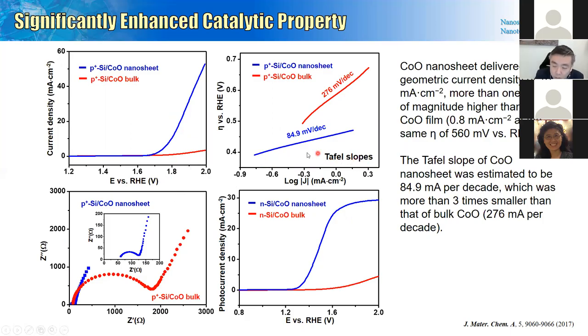And the Tafel slope, showing the interface kinetics, is also significantly lower for this nanosheet compared to the bulk. The same thing can be found from impedance measurement, showing that this nanosheet, because of its very thin thickness, provides much better charge transfer behavior compared to the thick material. We apply the same approach to photoelectrochemical characterization, and because of the highly improved charge transport in this nanosheet, the photocurrent density on n-type silicon is significantly enhanced, on par with other nice catalysts being developed for silicon materials. And it's significantly higher than bulk cobalt oxide.